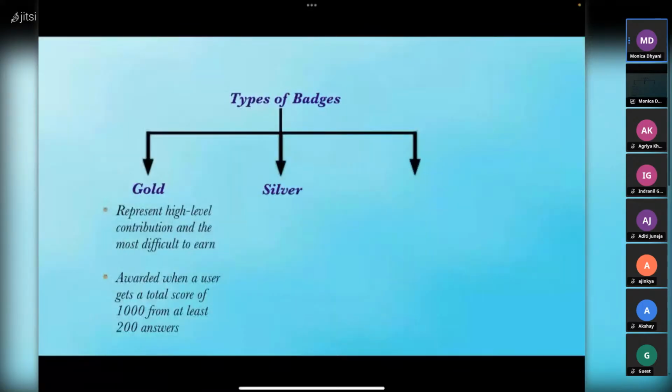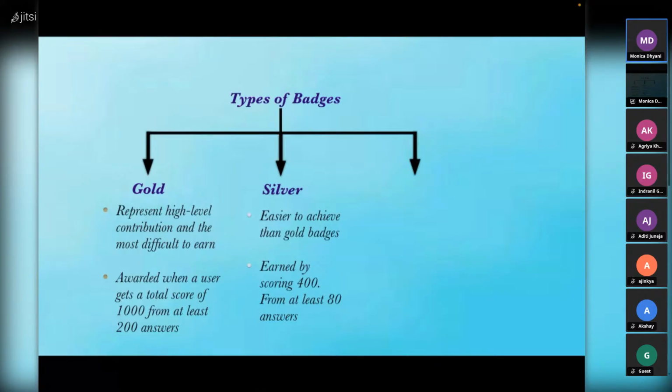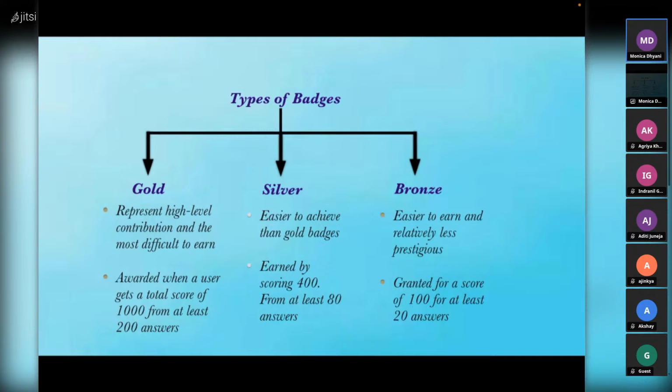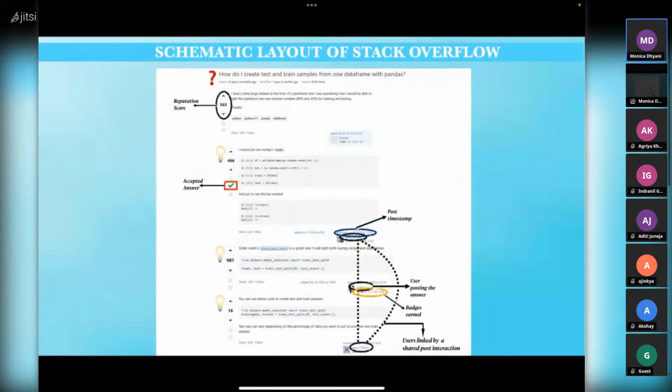Then comes silver, which is comparatively easier to get and earned by scoring 400 from at least 80 answers. Then bronze is the easiest one to get and is granted for a score of 100 from at least 20 answers. So these are the features there in Stack Overflow. And let's see how the Stack Overflow posts are organized in the platform.